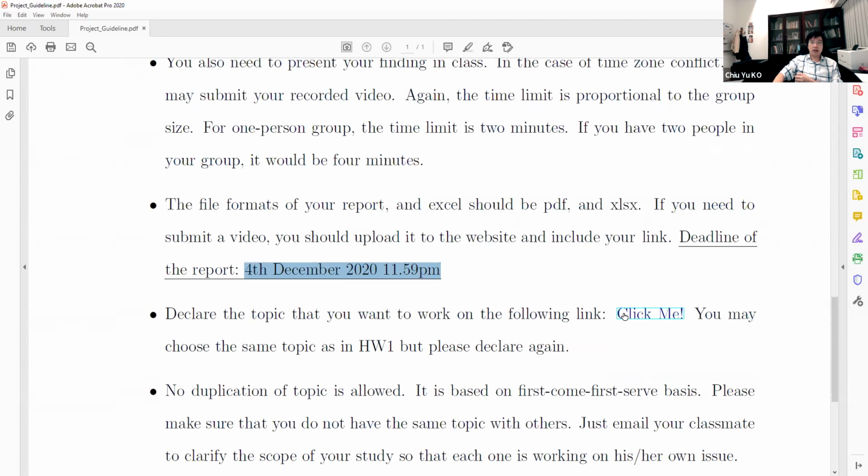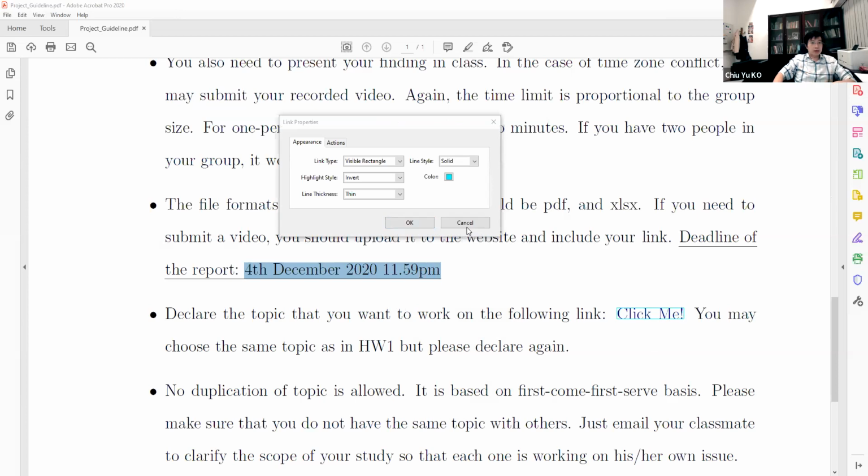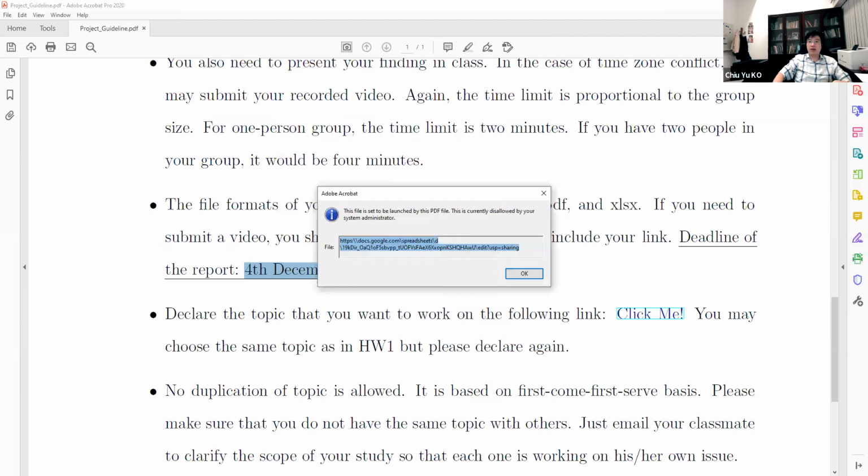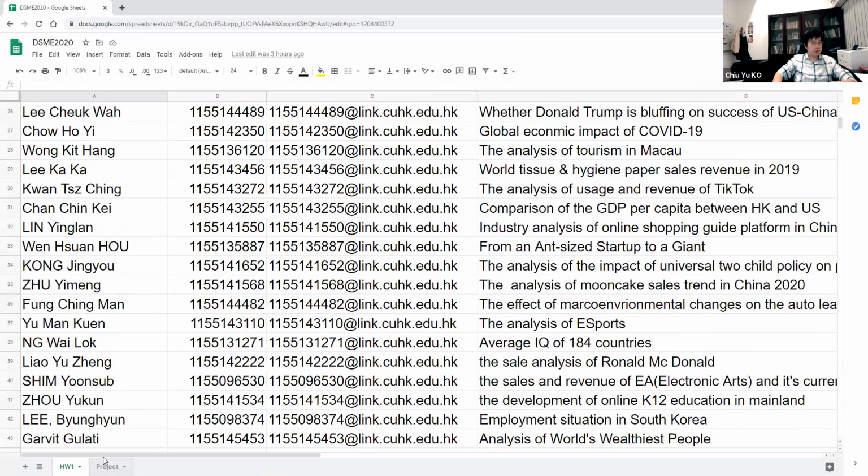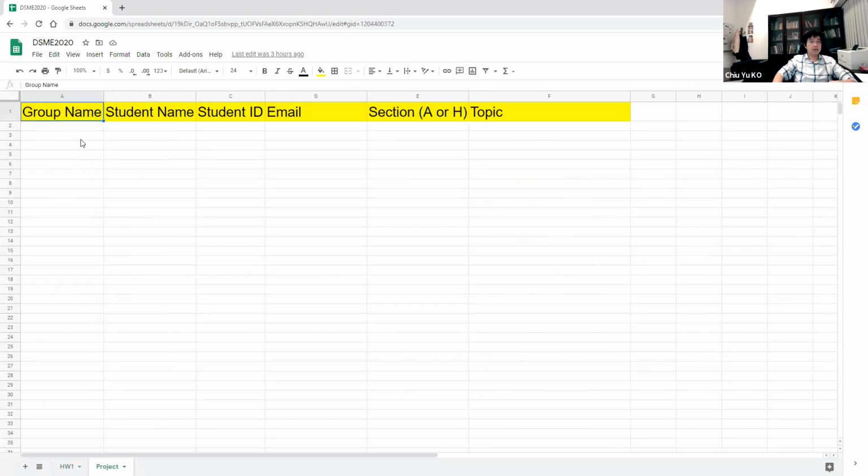You also declare in the same way, in the same spreadsheet, as we did in assignment 1. So it's another spreadsheet, let me show you. This is the spreadsheet you used for assignment 1. Look at the tab below. There's a project tab, so you can declare the same topic. It can be different, it can be the same.